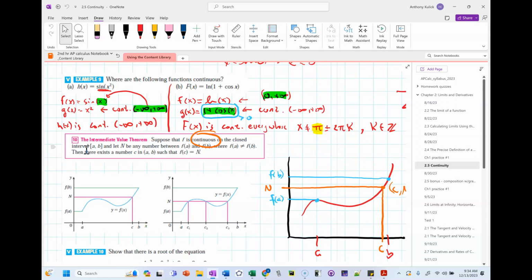Go back over the limit definition of a derivative. Yeah, it just says the limit as h approaches 0 of f of x plus h minus f of x, over h, is equal to f prime of x. That's what we mean by the limit definition of a derivative.